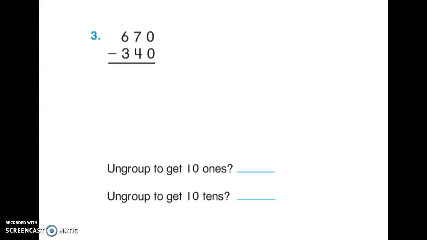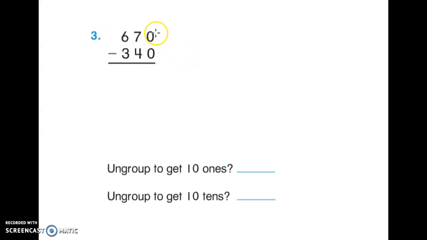Again, it's more practice on subtracting and watching out for zeros when you have to borrow. It wants you to double check. It has these questions at the bottom. When did you ungroup? Did you ungroup to get 10 ones? Did you ungroup to get 10 tens? Really want to hone in and check in on how your ungrouping and subtraction is going.